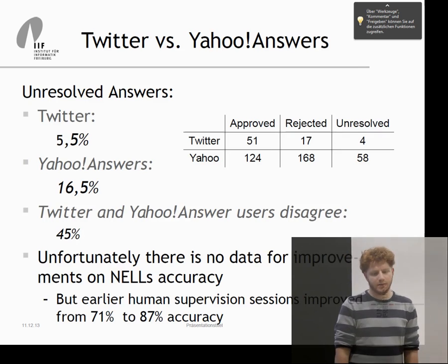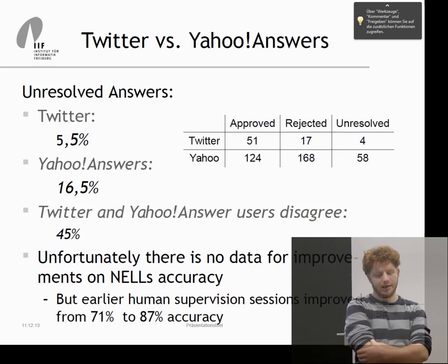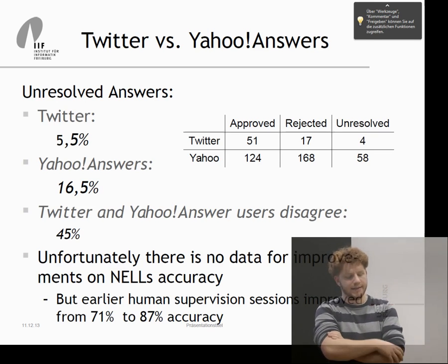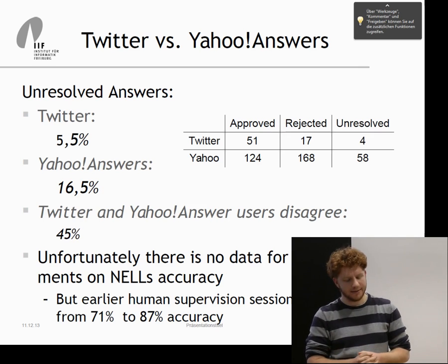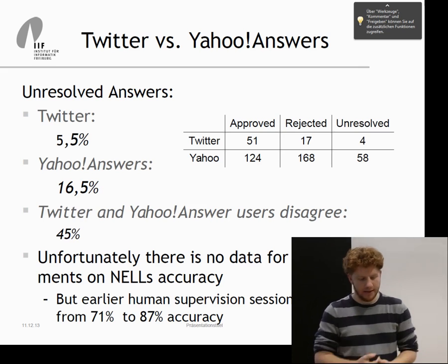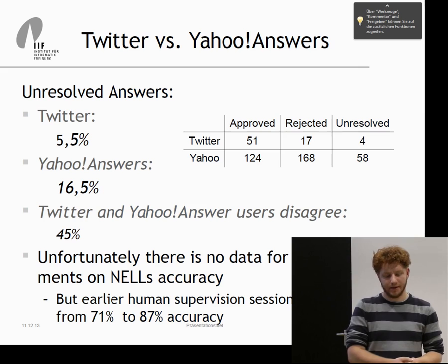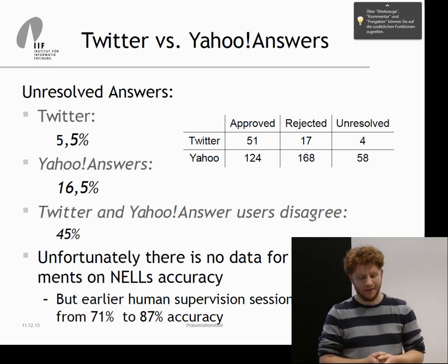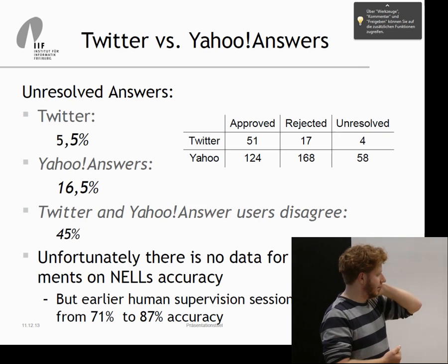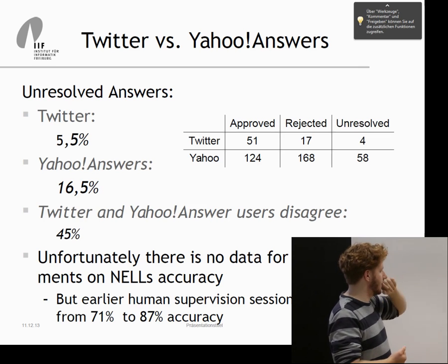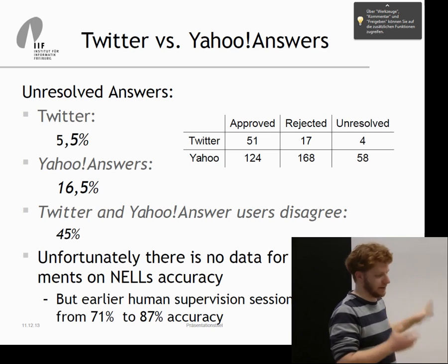If we compare Twitter to Yahoo Answers, we see that the unresolved answers in Twitter are less than in Yahoo Answers, and that Twitter and Yahoo Answers users disagree on the same question. So a Twitter user would normally answer a short question, and a Yahoo answer would be longer, and even the facts in the answer would be different from community to community. And I criticize the facts from the research group, because we can't see why Twitter has less questions than Yahoo, and so the comparison isn't quite good.